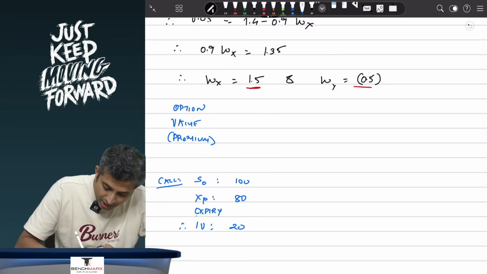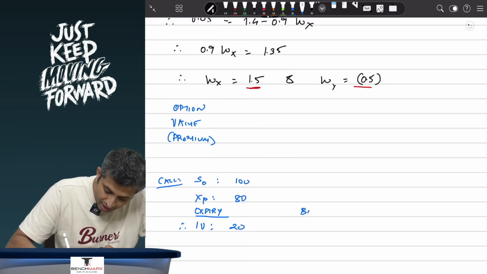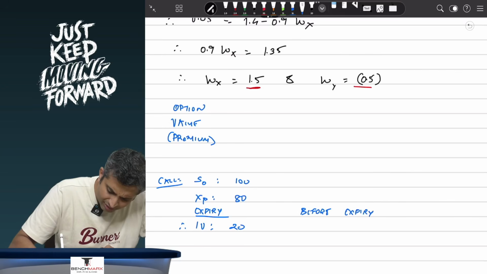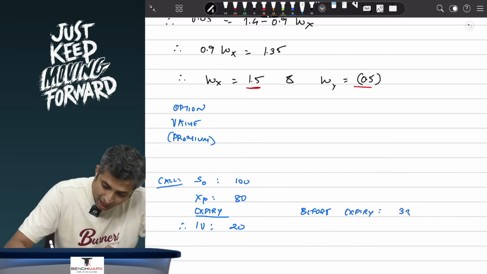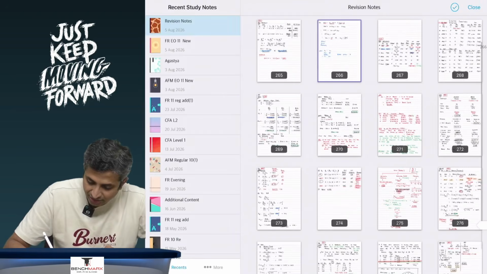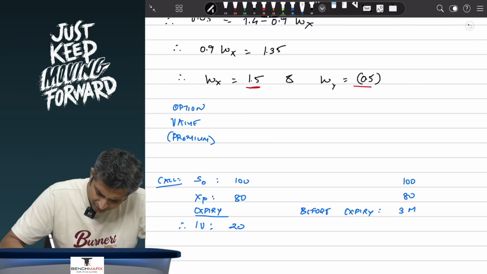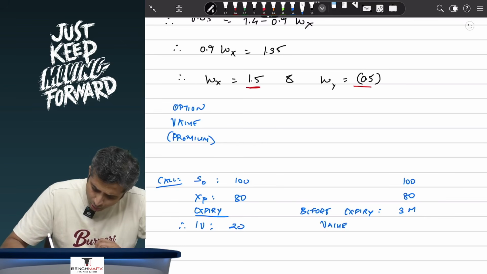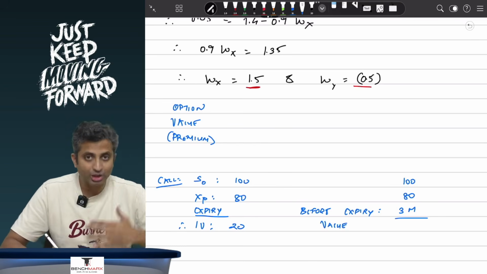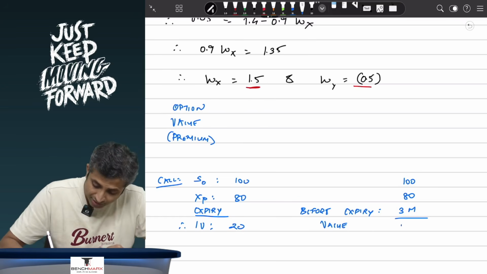However, if you are before expiry, now there is some time which is available. So if you are before expiry, let us say there is still 3 months remaining, and the spot price over here is given to you as 100, exercise price is 80. Do you think the value of the option will be 20 only? No, sir, it can be something else. Maybe you can use binomial, you can use Black-Scholes, and the value comes to 30.